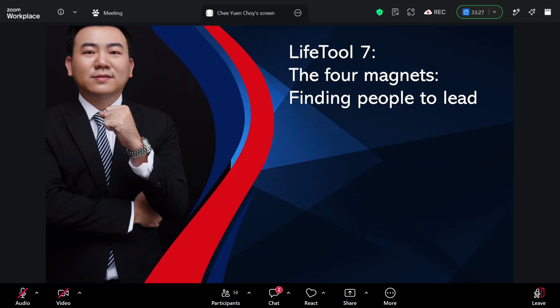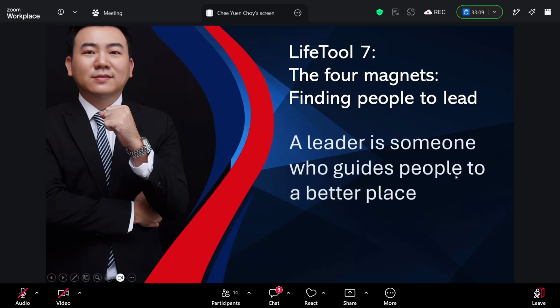Anyone want to try? Megan, you remember what is the definition of the leader? Or Chita? Definition of leader. Bring people to a better place. Yes, very close. This is what I put there also. A leader is someone who guides people to a better place. But this is not the complete one. The complete one is: a leader is someone who guides a group of people to a better place.